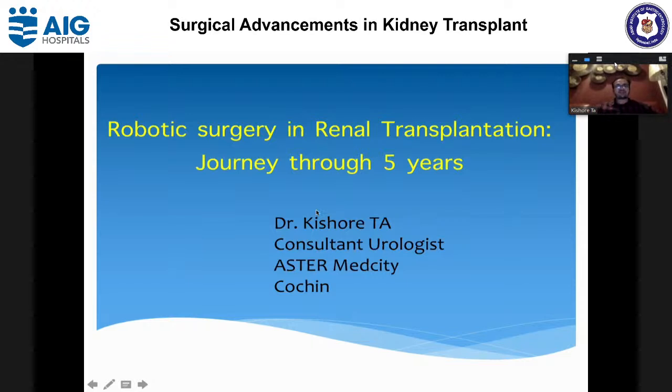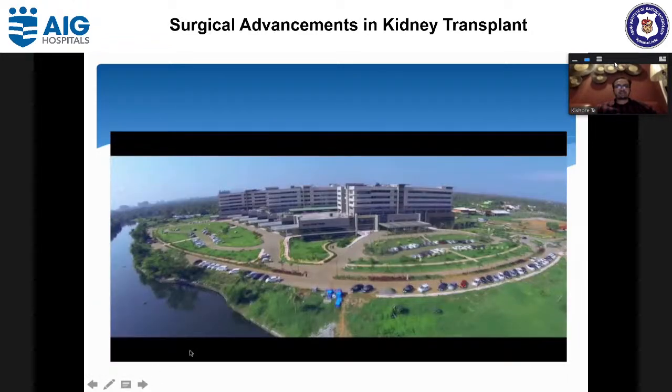Yes. Okay. So, thank first of all Dr. Bipin and the hospital for inviting me for sharing my experience over renal transplantation for the last 5 years. This is our hospital. It's near a river actually, Aster Medicity.